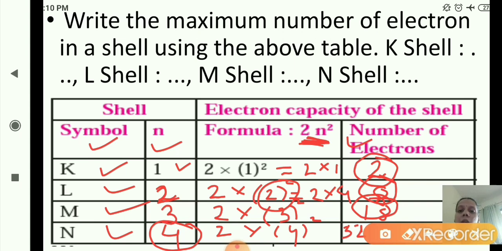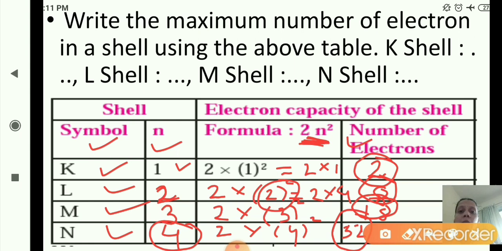So 2 multiplied by 4 square. 4 square is 4 4s are 16 and 16 2s are 32. So how many electrons are there in N shell? 32. So 2, 8, 18 and 32. Okay. So K shell has 2 electrons, the maximum number, that is 2. L 8, M 18 and N 32.